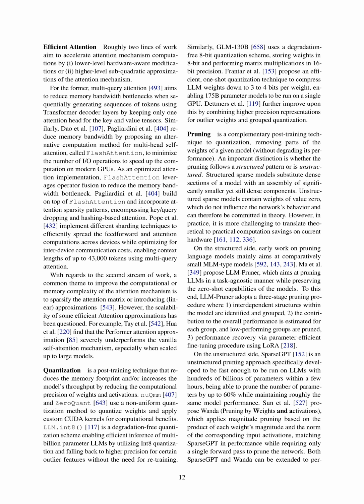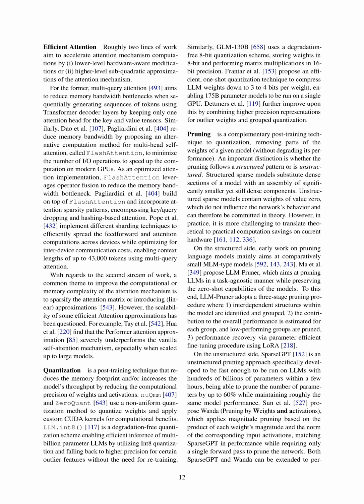Another alternative method, known as flash attention, reduces the number of input-output operations to speed up computations on modern graphics processing units, GPUs. This method also uses operator fusion to lessen the memory bandwidth bottleneck. Building upon the flash attention method, other strategies incorporate attention sparsity patterns. These involve key, query dropping and hashing-based attention, distributing the computational load more efficiently across devices and optimizing for inter-device communication costs. This enables context lengths of up to 43,000 tokens using multi-query attention.